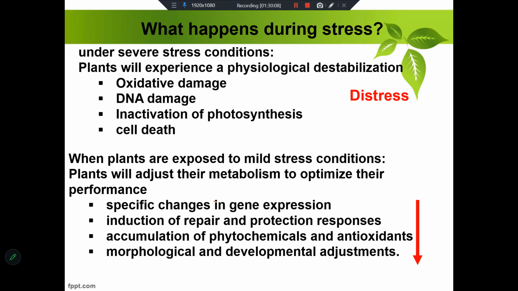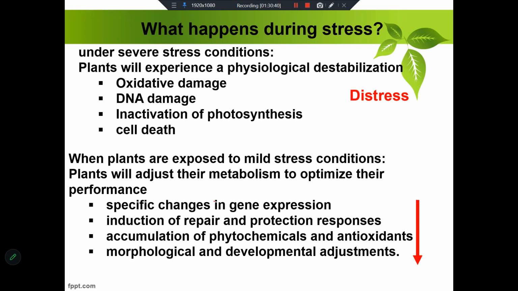Okay, so let's think the temperature is increasing gradually. It's not like happening within one hour. It will take like 1 week to increase the temperature from 25 degrees to 30 degrees centigrade. So plants will have a long period of time to get adjusted to these new conditions. So they have time to synthesize, so specific genes can be expressed.